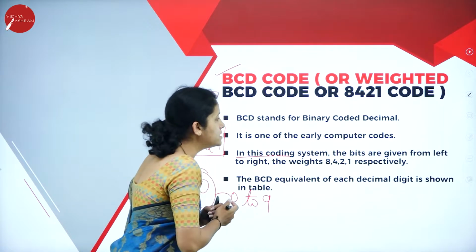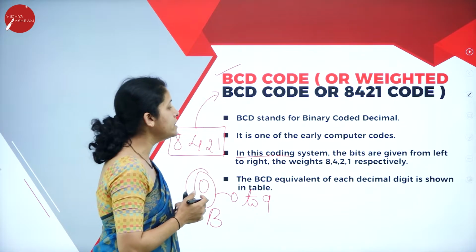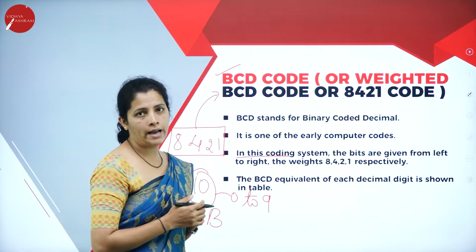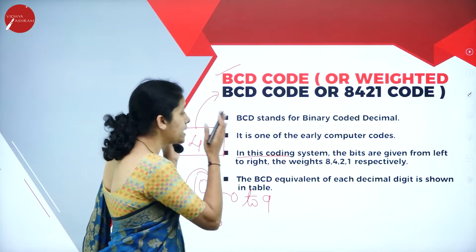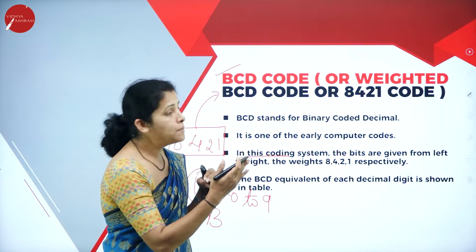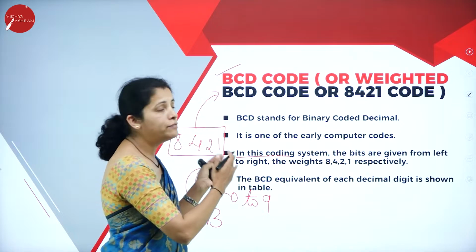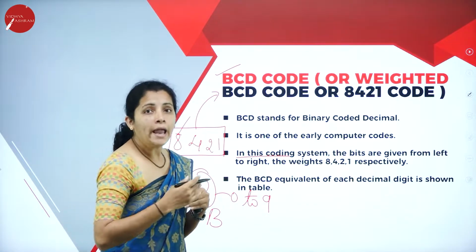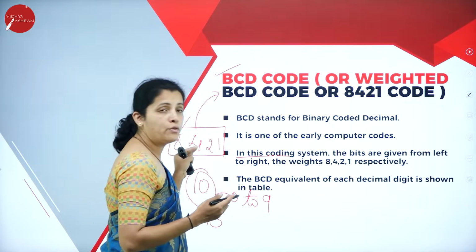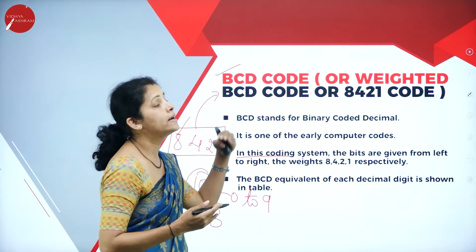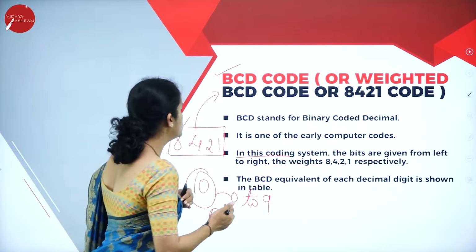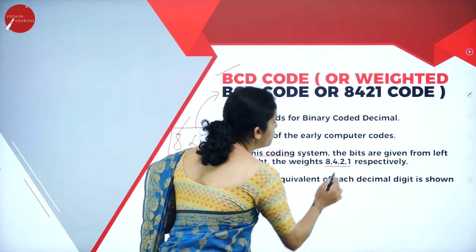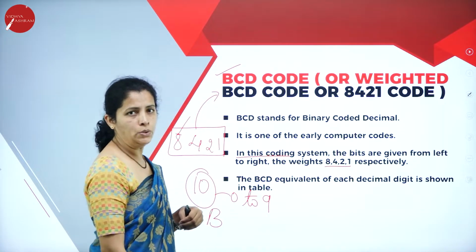In this coding system, the bits are given from left to right. So, while representing the weight, I'm going to start from left to right. So, at the beginning, I'm going to write 8, then I'm going to write 4, then I'm going to write 2, and I'm going to write 1. So, that is nothing but 8, 4, 2, 1 respectively.